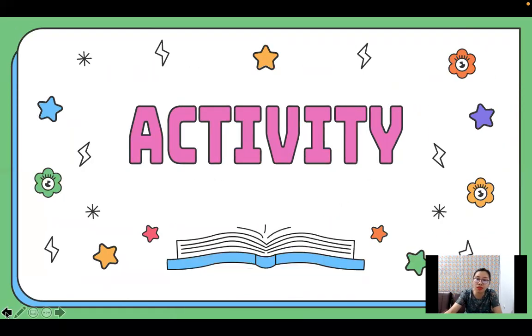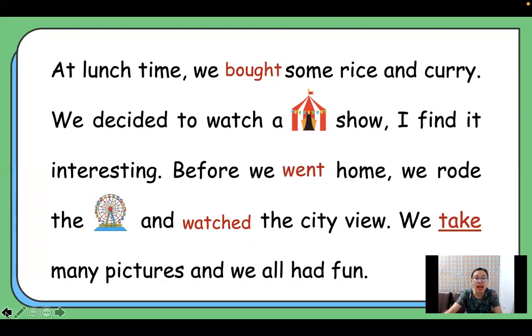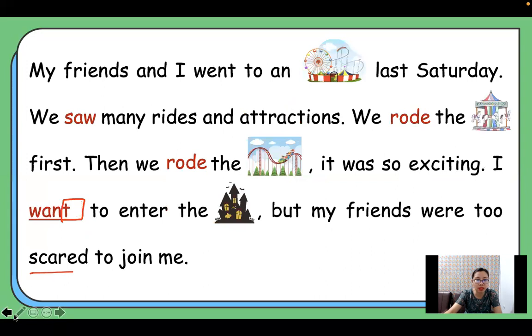Before we go to our activity, since our activity for today is reading, I will read it again to you. Let's read it again all together. Ready? 1, 2, 3, go. My friends and I went to an amusement park last Saturday. We saw many rides and attractions. We rode the carousel first. Then we rode the roller coaster. It was so exciting. I wanted to enter the haunted house, but my friends were too scared to join me.